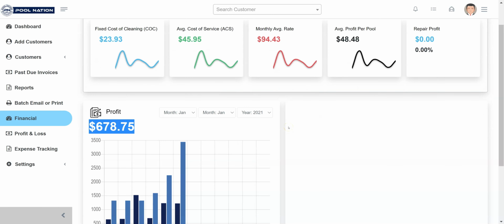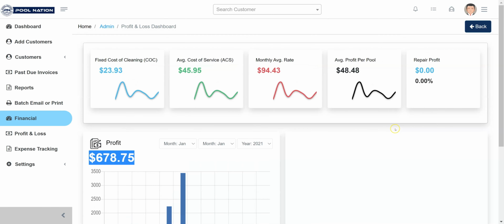And we'll do that in the next video. We'll do a deep dive into that one. But this is your financial dashboard that starts to give you the first good idea of how well your business is doing.